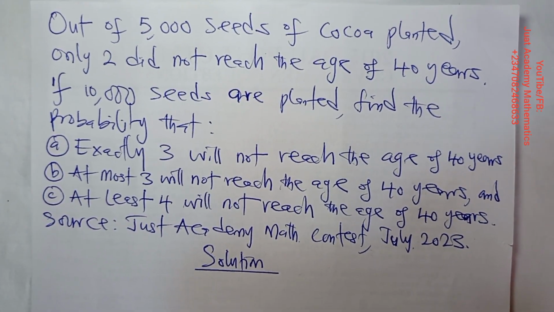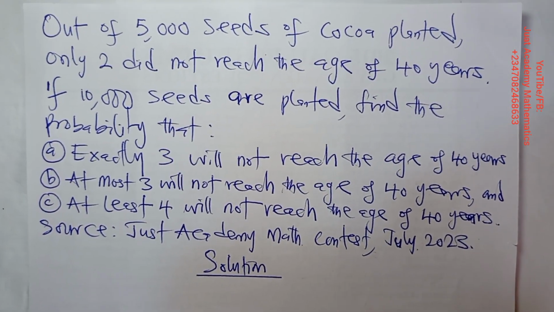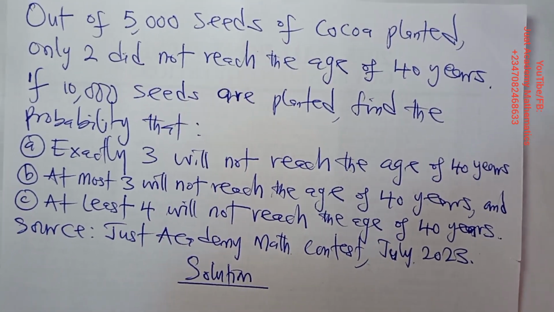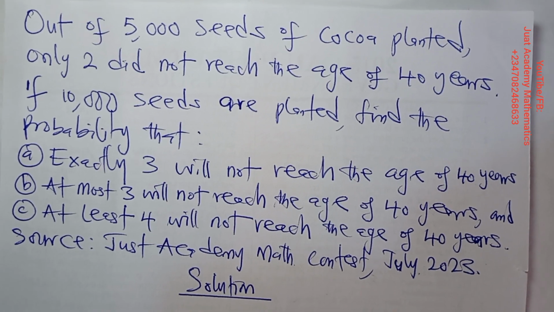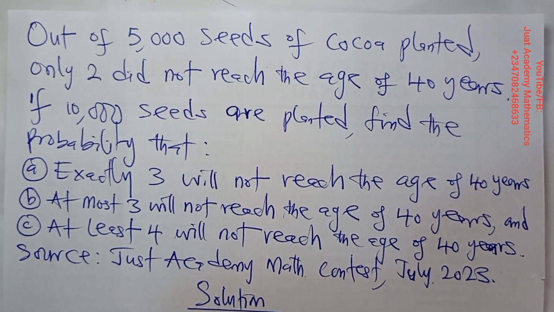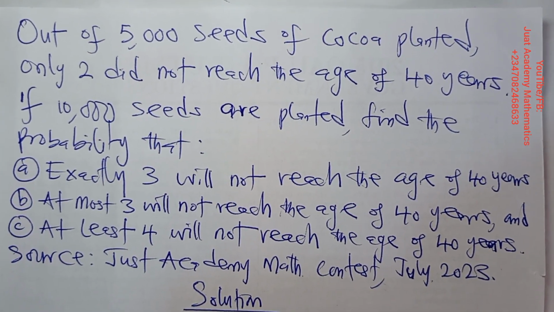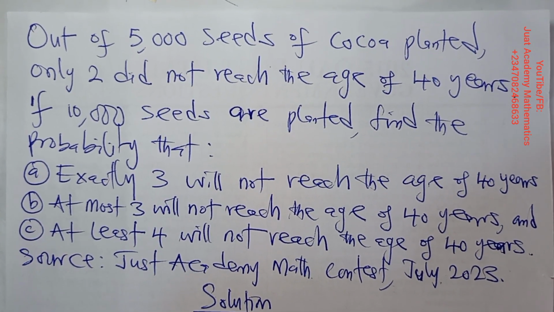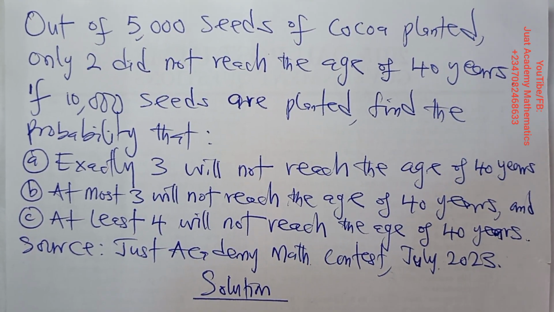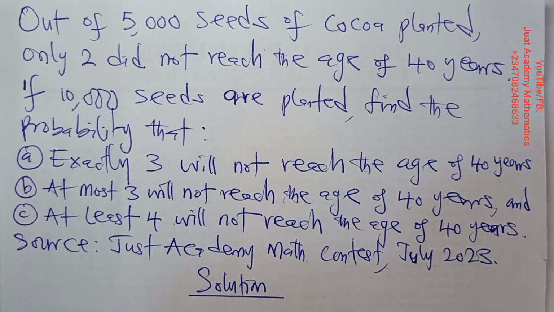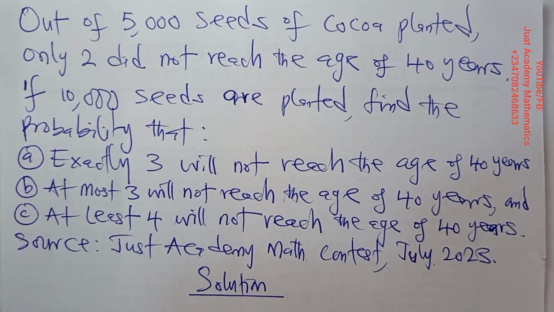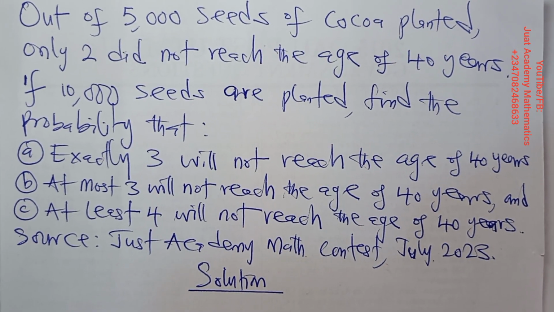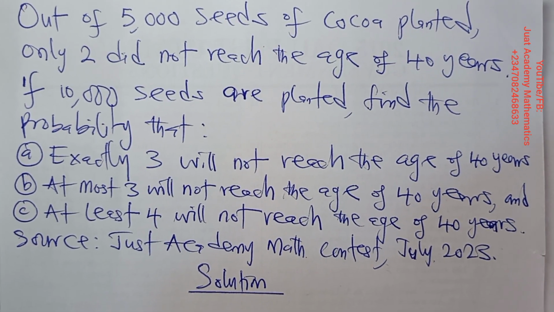Today we have a probability question, but not the normal probability theory that is known. This is what we call a probability distribution question. Out of 5,000 seeds of cocoa planted, only 2 did not reach the age of 40 years. If 10,000 seeds are planted, find the probability that exactly 3 will not reach the age of 40 years, and so on and so on.